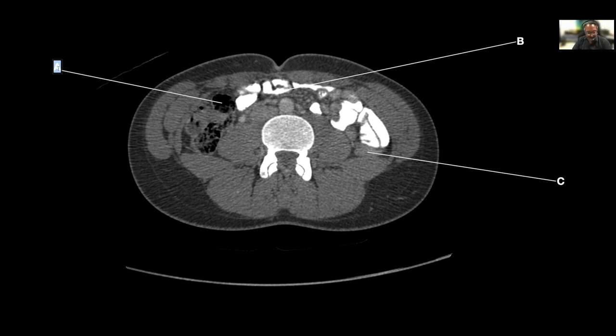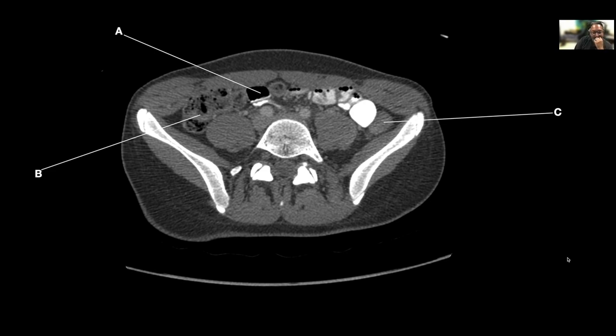Correct. Ileal loops. Correct. Yes. C is the descending colon, which is collapsed. Not pathologically collapsed, it's just that there's nothing in there. All right. Now we're in the pelvis because you can see the iliac bones. That is the ileum, yep.